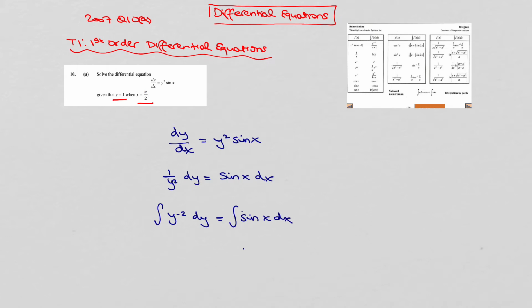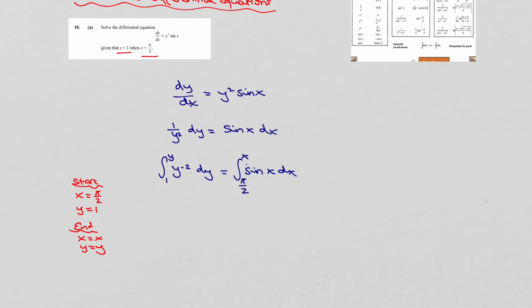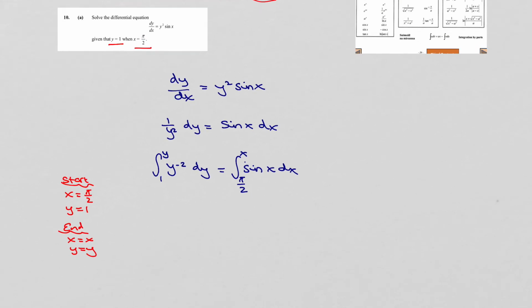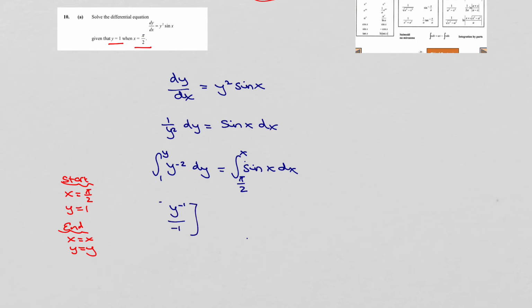And we need to look at our limits then. So our limits at the start are that x is equal to pi over 2 when y is equal to 1. And at the end, we don't know either, so x will just be x and y will just be y. So if I put in my end limits as my upper limits, and my start limits as my lower limits, then if I integrate y to the power of minus 2, I'm going to add 1 to the power and divide by that new power, then the limits of 1 and y.